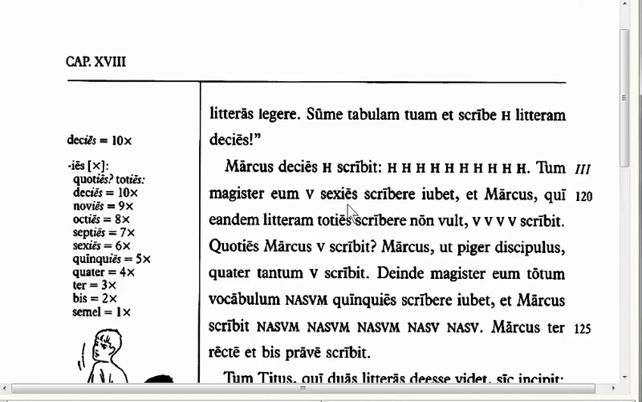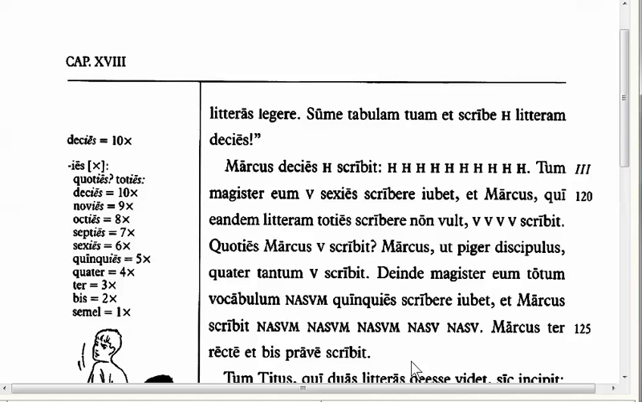And Marcus, who does not want, non vult, to write eandem litteram, the same letter, so many times, toties, writes V only four times. Quoties? How many times does Marcus write V? Marcus, like a lazy student, only writes V quater, four times. So we see in the margin four times. So the way that we say our adverbial numbers from once to ten times is semel, bis, ter, quater, quinquies, sexies, septies, octies, novies, decies.